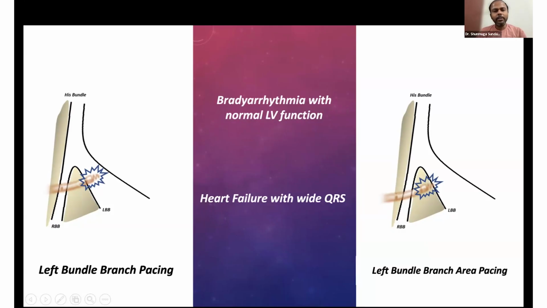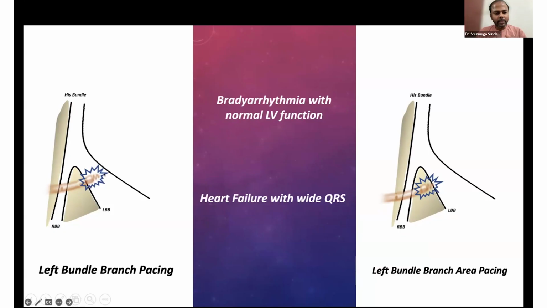Remember, your lead is not going to stay there for a long time. We have demonstrated by doing a serial CT angiogram that at the end of 6 months, nearly 5% of the leads can have a micro dislodgement, resulting in a loss of conduction system capture. So the lead is going to come back at the end of 6 months in 5% of the patients.